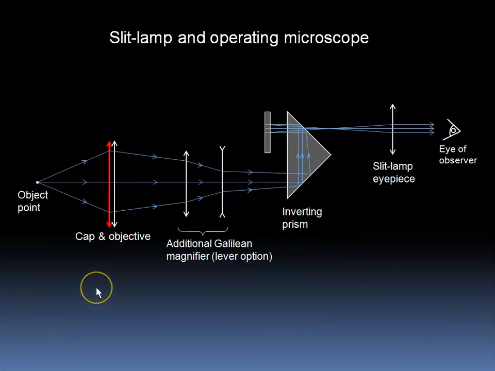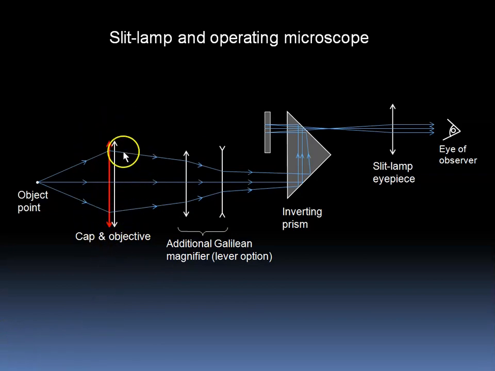Here are the optics of the slit lamp and operating microscope. We have the object, the cap and objective lens here, and the eyepiece here. In between, in the case of the slit lamp, we have an additional Galilean magnifier, which is controlled with a lever. This additional magnification can be swung in and out of the optical path for additional magnification if wanted.